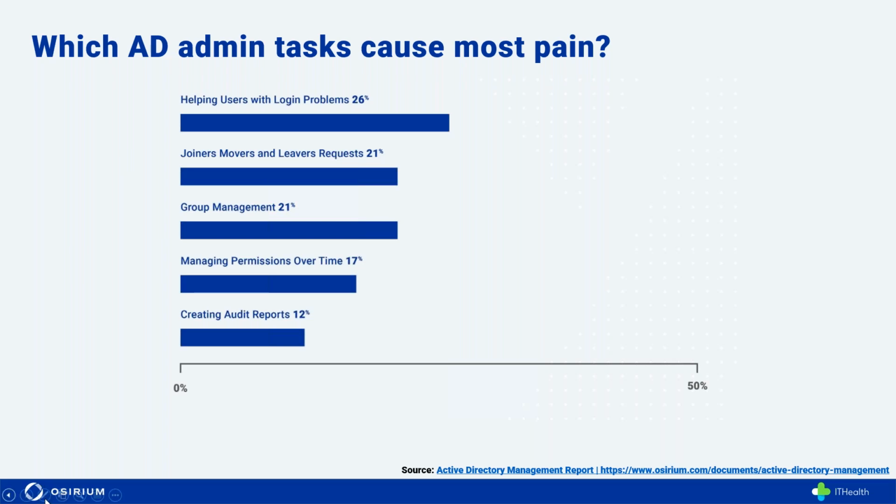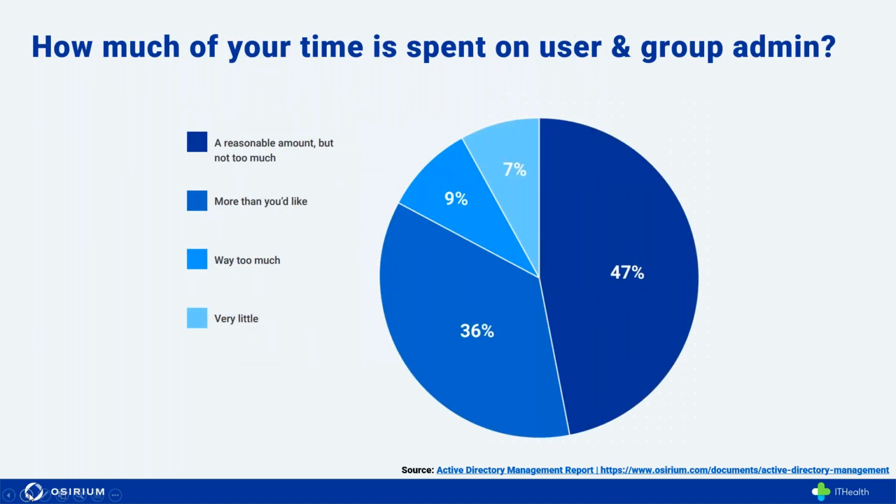Next, we've got how much time is spent on doing those kind of user and group admin tasks. And this was kind of interesting. 36% said they spend more time than they'd like, and 9% said they spend way too much time. So there's a very substantial amount of people that are saying they're spending more time on AD, group, and admin than they'd really like. I suspect that the 47% are saying they're spending a reasonable amount of time. That's their job. That's all they do.